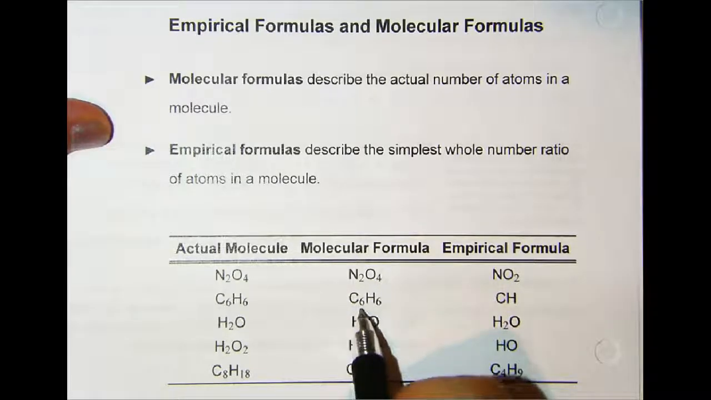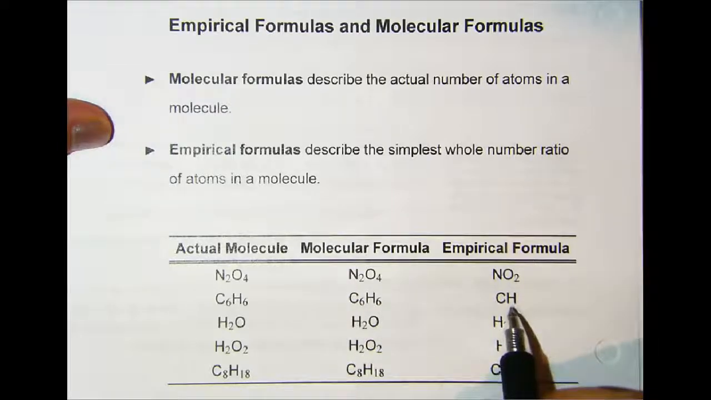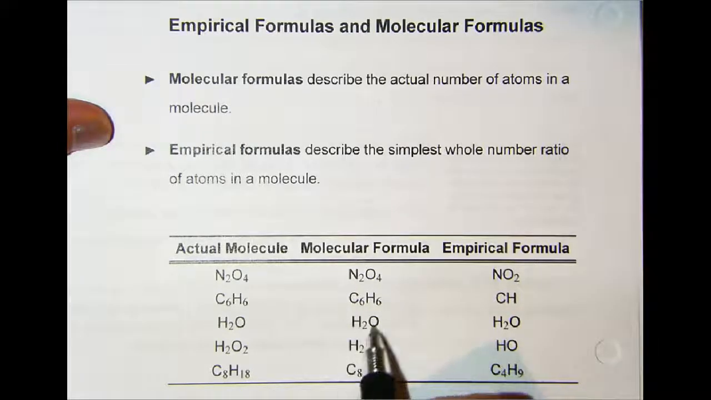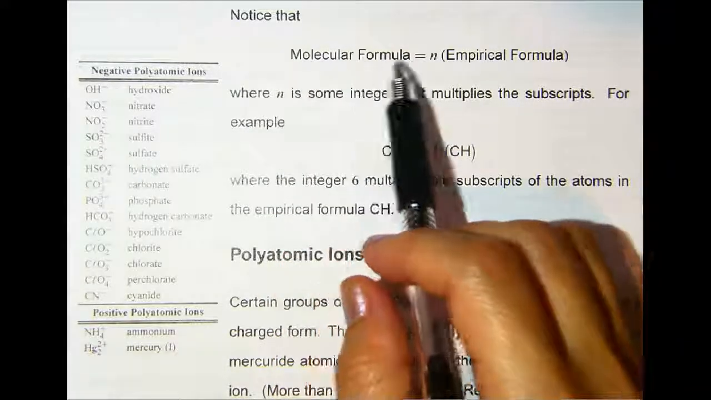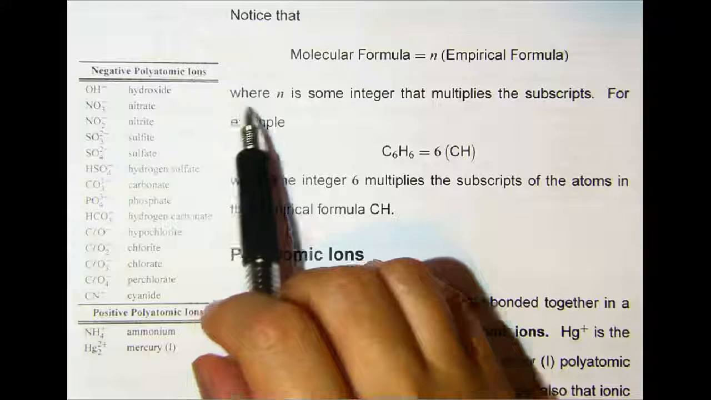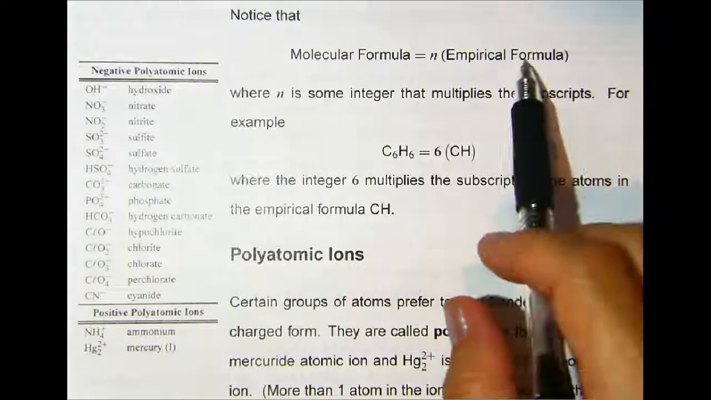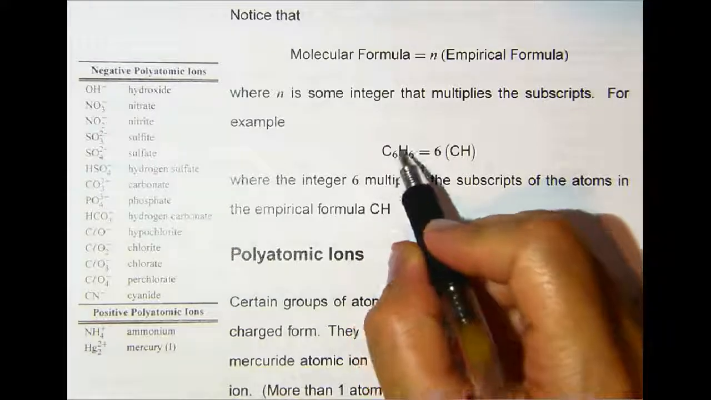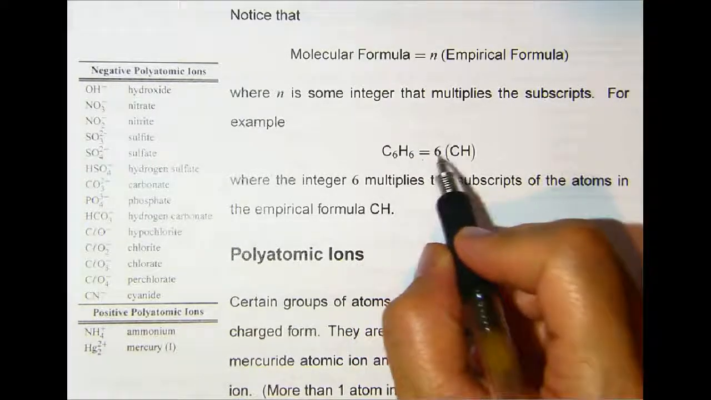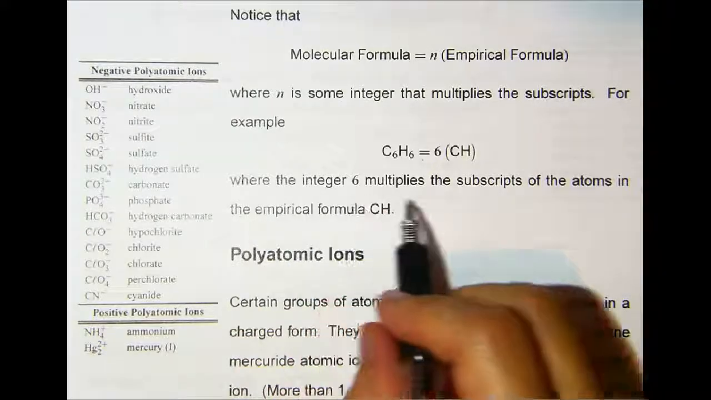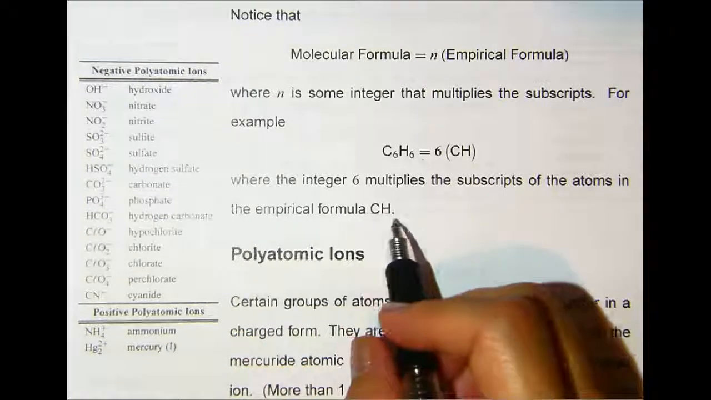So here, this could be reduced to just 1 carbon, 1 hydrogen, therefore that's the empirical formula. This cannot be reduced, and therefore that is both the empirical and the molecular formula. We could reduce hydrogen peroxide because 2 and 2 is the same as a 1 to 1 ratio, and C8H18 could be reduced to C4H9, which is the empirical formula. Notice that the molecular formula is equal to N times the empirical formula, where N is some integer that multiplies the subscripts of the empirical formula. For example, C6H6 is equal to 6 times CH, where the integer 6 multiplies the subscripts of the atoms in the empirical formula CH.